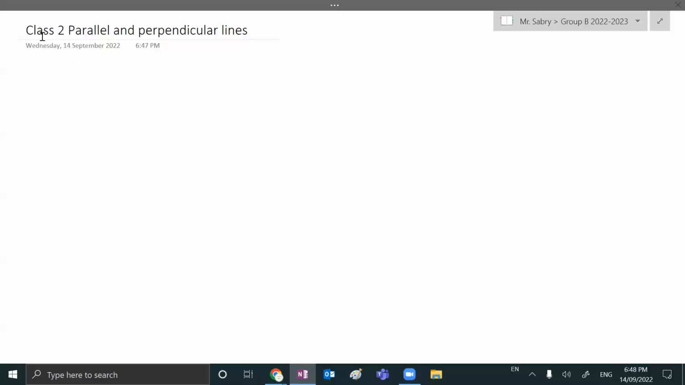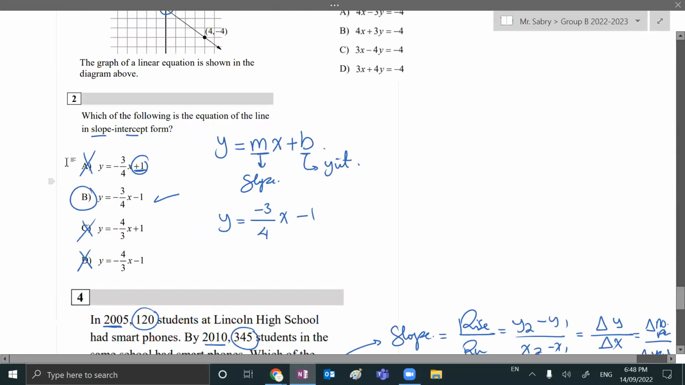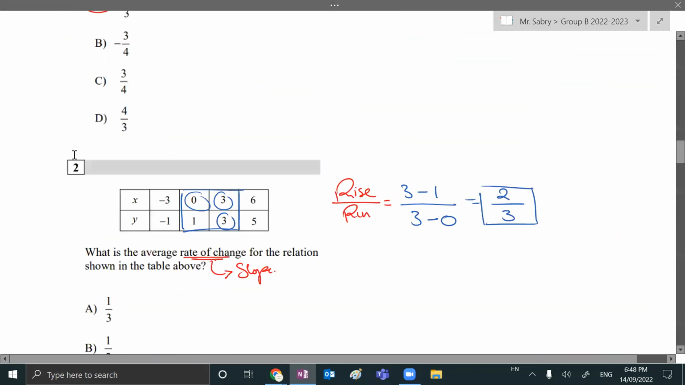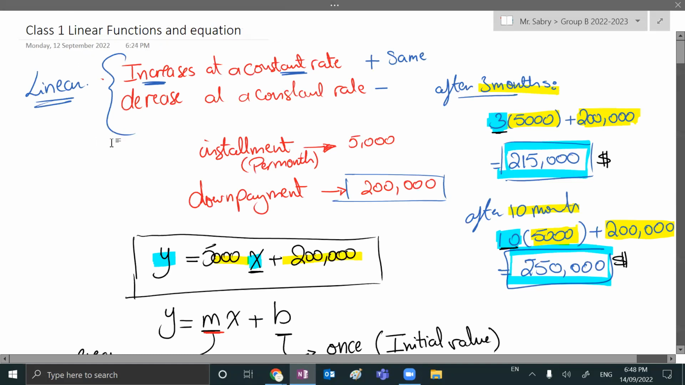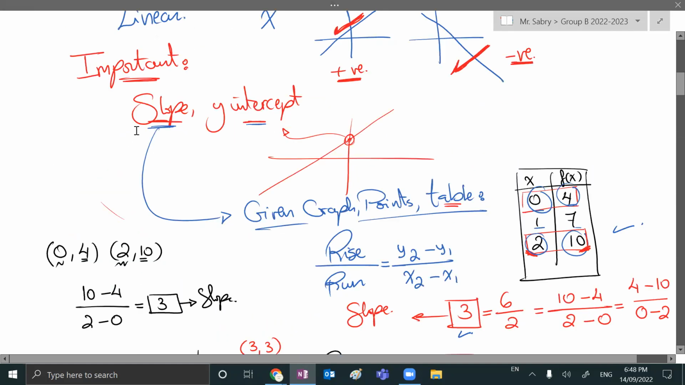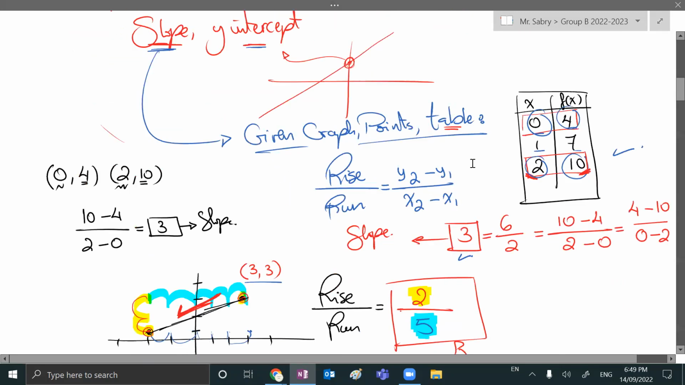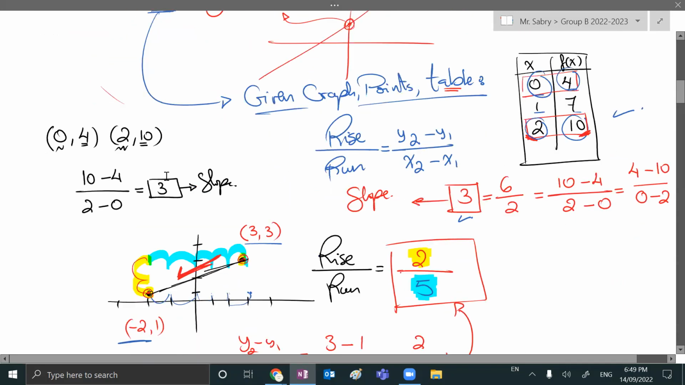We already started to discuss linear functions and what are those and what are the important things in them, how to calculate these two important things in any linear function, which are mainly the slope and the intercept. And we discussed that in order to get the slope out of points or graph or table, we need to do the rise over run, which is y2 minus y1 over x2 minus x1. And we've tested those three examples.